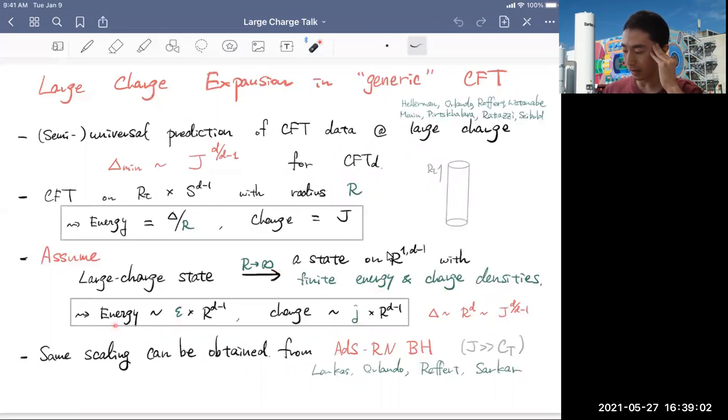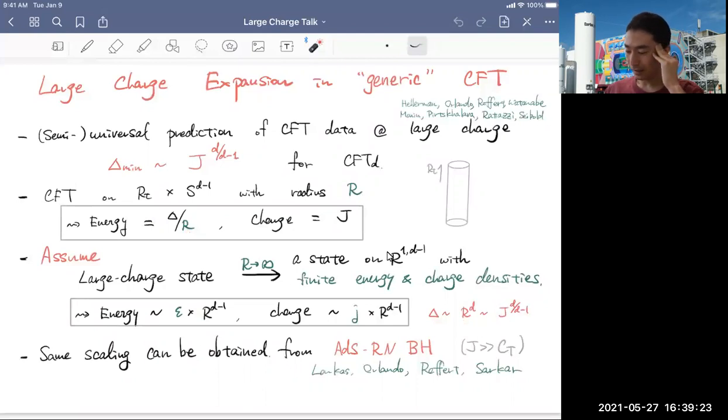So the energy should scale like R^(D-1), and the charge should also scale like R^(D-1), because R^(D-1) is the space volume. And combining these two relations, we can immediately see that Delta should scale like R^D because of this additional R, and that is going to be given by J^(D/(D-1)).